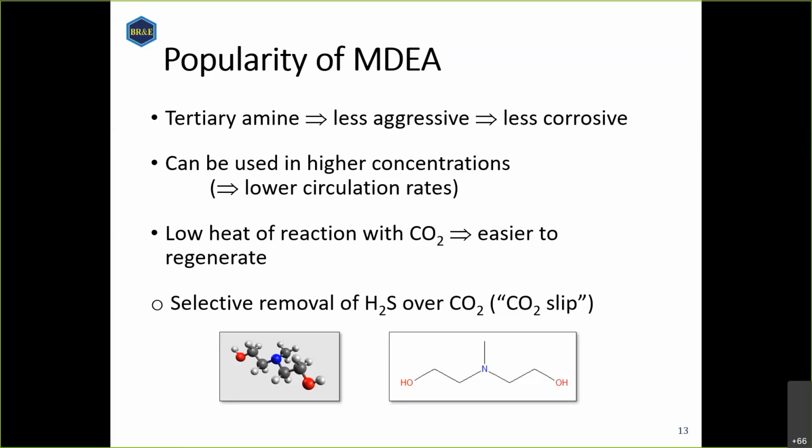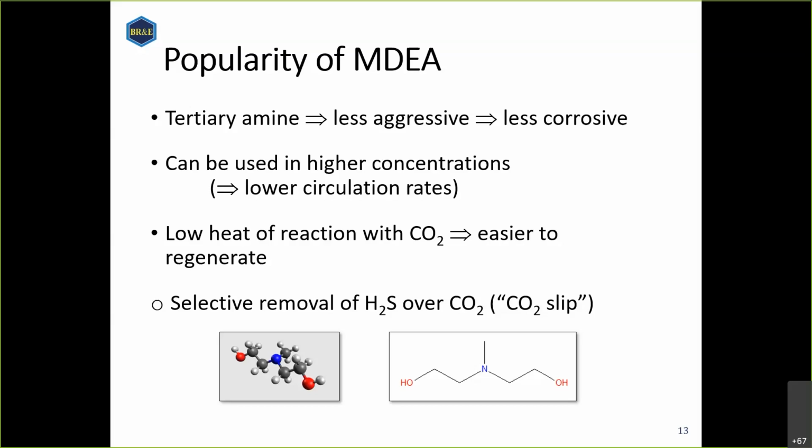MDEA also has a low heat of reaction with CO2. It's easier to regenerate. And one of the reasons that it's used is because it can selectively remove H2S and let CO2 slip out of the top. This can be a big benefit for us if we're trying to produce gas for a pipeline, where we need to remove H2S down to ppm levels and we only need to meet something like a 2% CO2 specification. But if our goal is to really get a carbon-free stream like we would need for LNG liquefaction, that presents a problem.